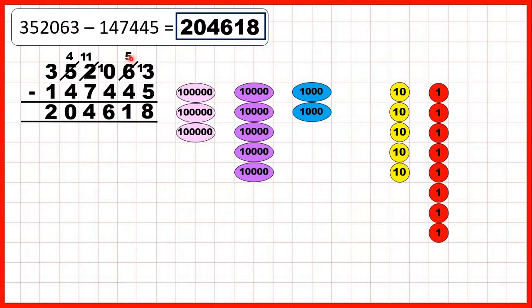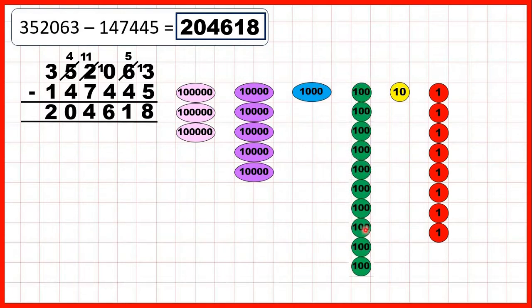Now we have 5 tens because we needed to exchange, and we took away 4 tens to give us 1 10 in our answer. But now we don't have any hundreds, but we need to take 4 hundreds away. So first we need to exchange one of our 1,000 counters for 10 100 counters. Then we can take 4 away to give us 6 hundreds in our answer.